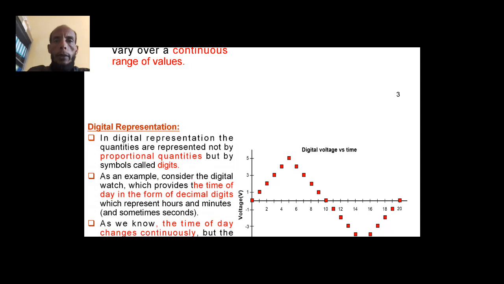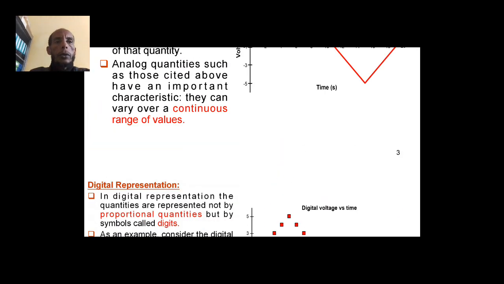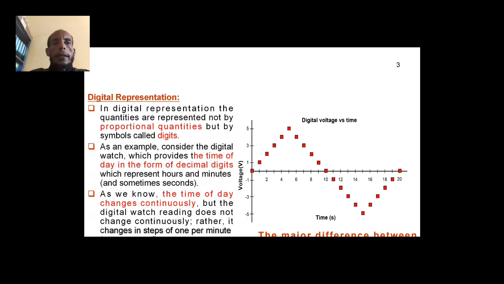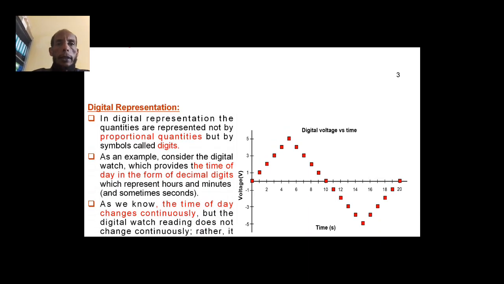Good. When we come to digital representation, we have digital signals. In digital representation, the quantities are represented not only by proportional quantities but by simple symbols called digits. Here, unlike analog, where values are almost continuous, it is categorized in digits, in some form of digit forms.